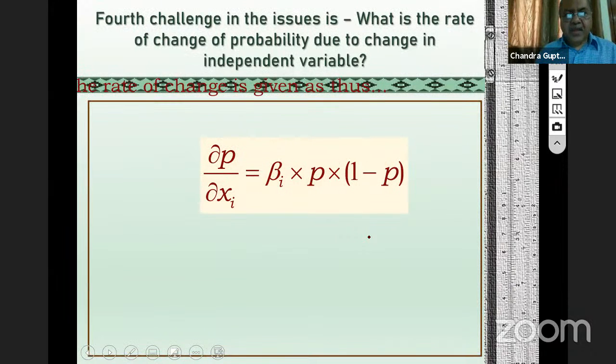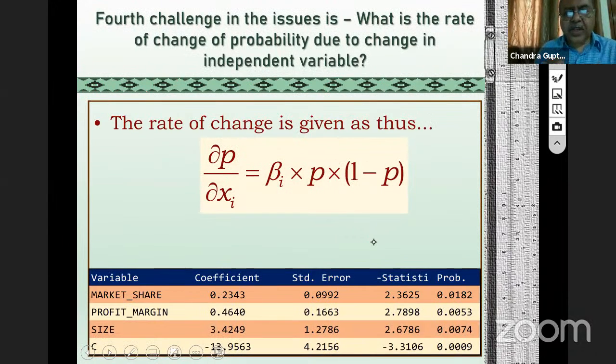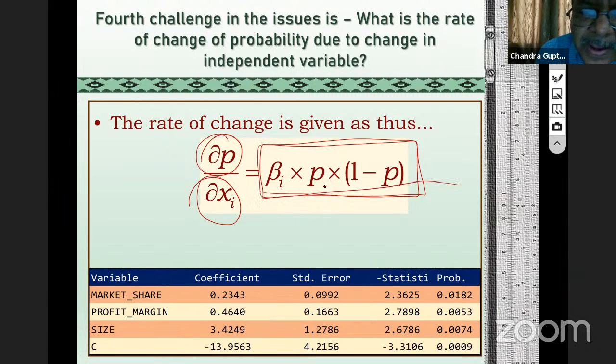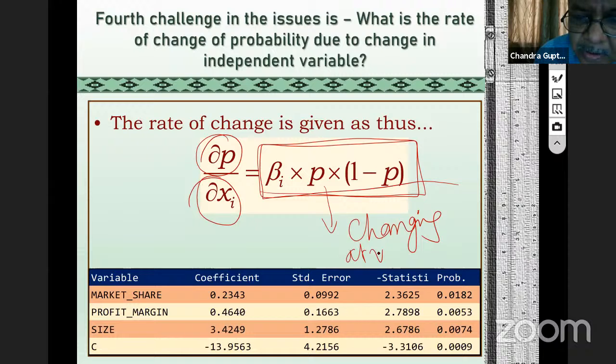Then how to get the rate of change in the probability for a change in x? That's how we get this value. And since the probability values are changing at every point, so this rate of change in probability for a given change in x will also change over a period of time.